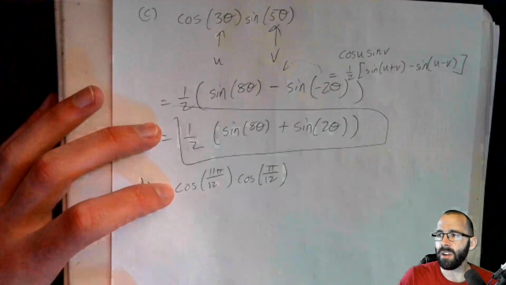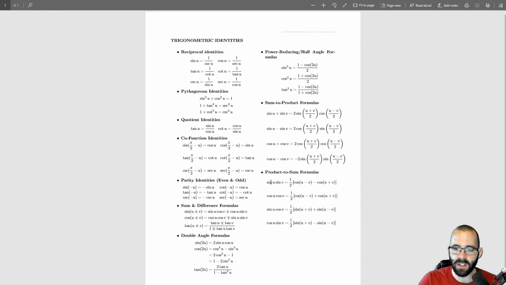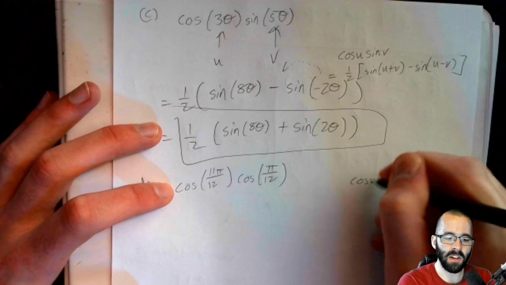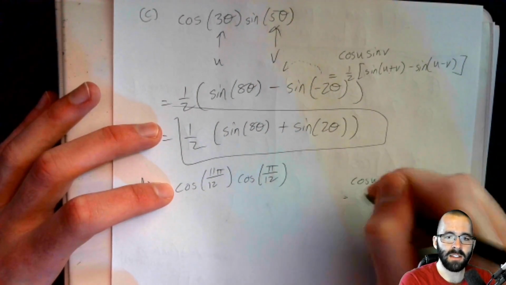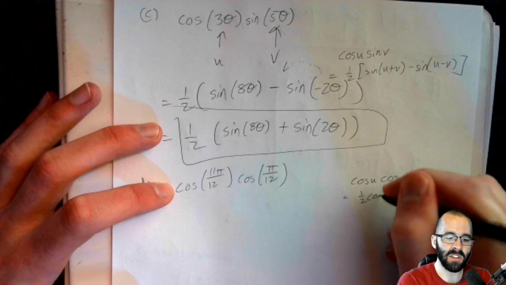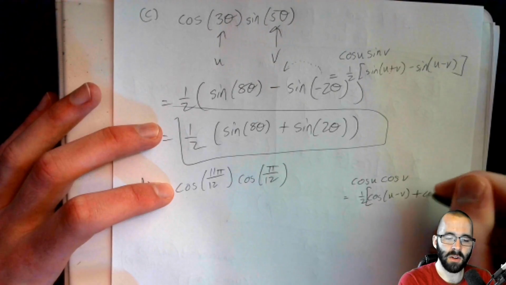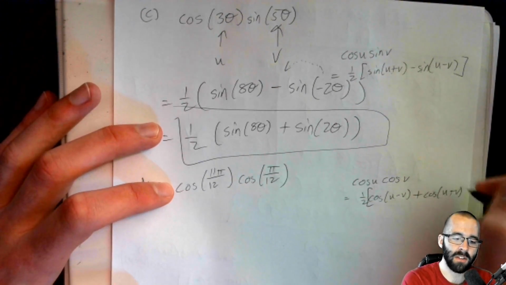So we have cosine, cosine. Yeah, this one's cosine, cosine. Just 1/2 cosine of their difference plus cosine of their sum. So go off to the side. You say cosine of u times the cosine of v is equal to 1/2 the cosine of their difference, u minus v, plus the cosine of their sum, u plus v.